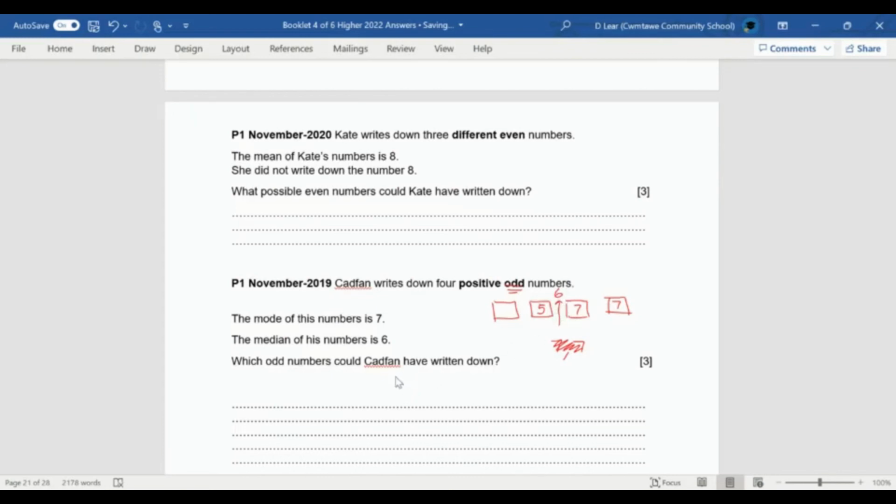Does it tell us about the 4th and final number? No, it just says which odd numbers could Cadvan have written down. Well, we've got 3 of them. The other one, we can just pick another one. There's no other rule to help us work it out. It doesn't say anything about the mean or the range. So for this to be an odd number, it could be 1, it could be 3. It can't be 5, because otherwise 5 would also be the mode, and it can't be 7, because they're in order of size. So I'm going to go with 3, but you could have put 1 there.